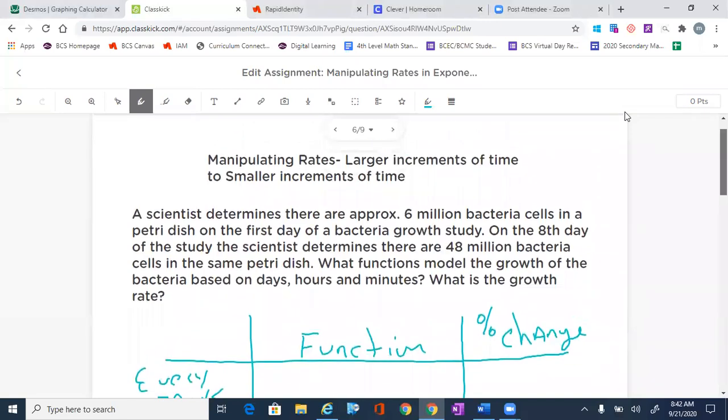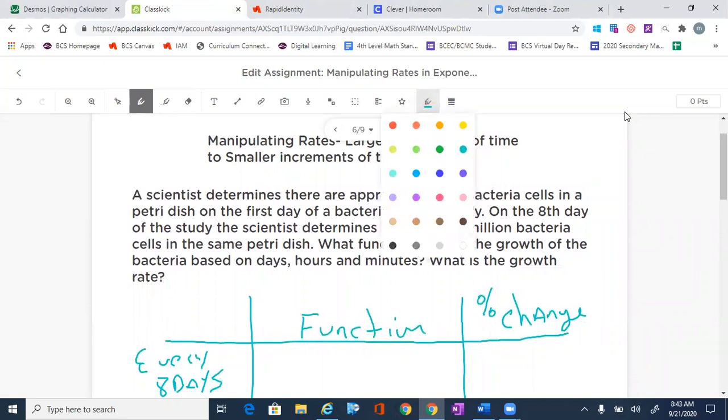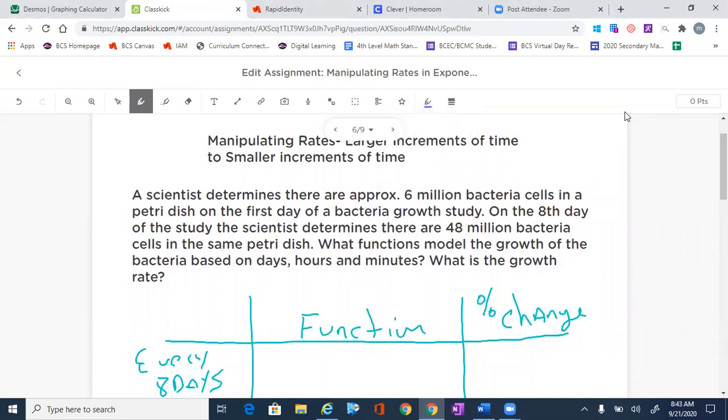So the first thing we can look for is a rate, and the rate that we can determine is going to be from knowing that we started with 6 million and we go to 48 million. So we can find a rate. We're going to take our last value and divide it by our first value. So 48 divided by 6, which gives us 8. So we've multiplied 6 by 8 to get 48 million. But the thing about that 8 is this is every 8 days.